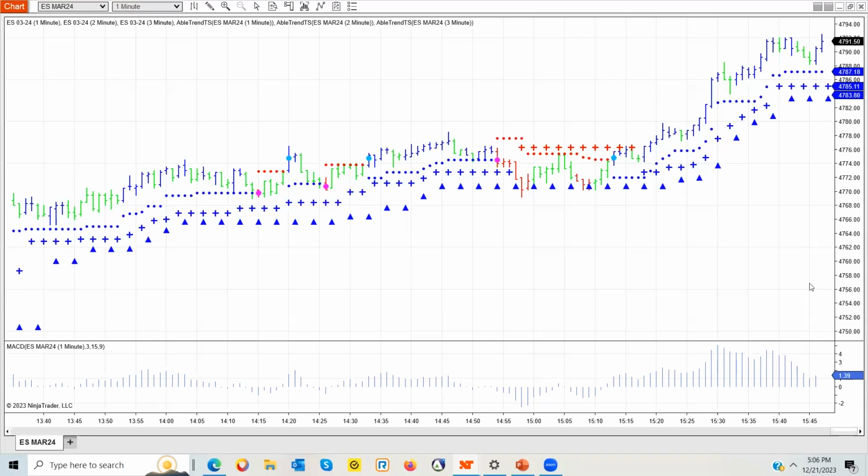What about a big pullback? Well, that's why when you get double green, the whole purpose of tightening up your stop when you get 2 green bars in a row is that when the big drawdowns come, you're out. That's the beauty of it, is we avoid the big drawdowns. Believe me, it's a very well thought out program.